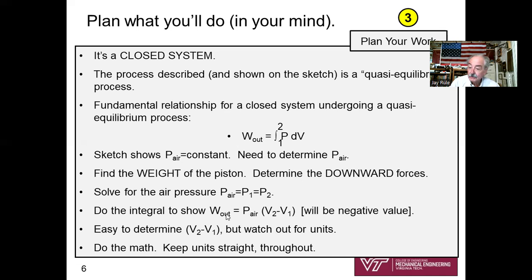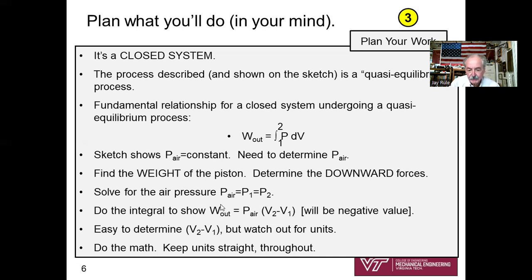So also, it looks like I've got another mistake, doesn't it? Do the integral to show that W out equals, not P of the air times V2 minus V1. That is not correct. W out equals P1 or P2 times V2 minus V1. So that's incorrect, all right? So shame on me for not checking my work.